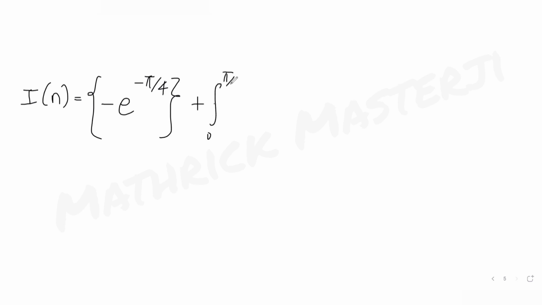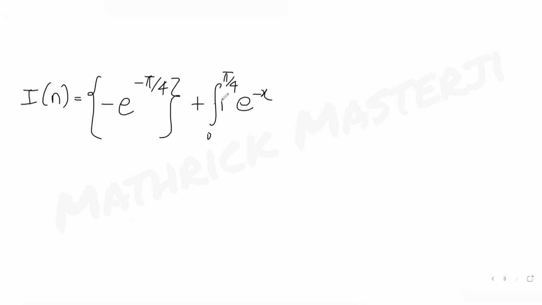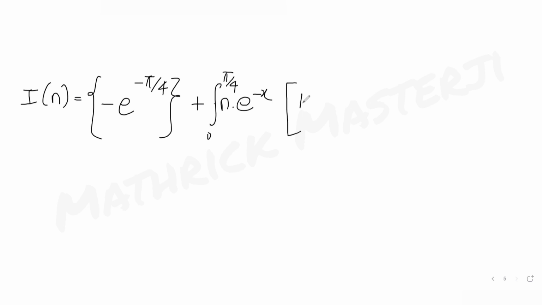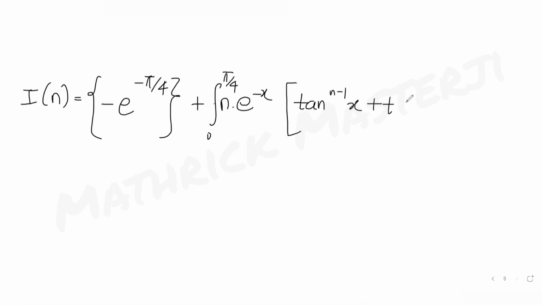And this, if I try to solve, it becomes minus of minus, so plus integral 0 to pi by 4 e raised to minus x, and n also is present, so n, and you have tan raised to n minus 1 x multiplied with 1 plus tan square x. So if I multiply it inside, I get tan raised to n minus 1 x plus, this becomes n minus 1 and plus 2, so n plus 1.